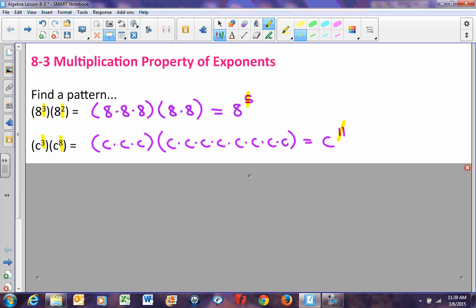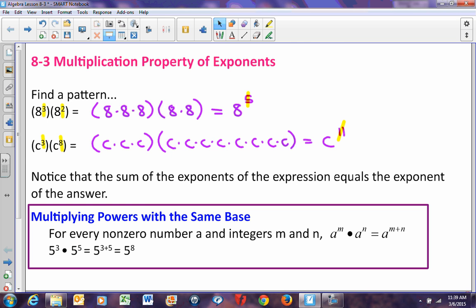So this leads us to what we call the multiplication property of exponents, which means that the sum of the exponents of the expression equals the exponent of the answer. Put in mathematical terms, for every non-zero number a, and integers m and n, a to the m times a to the n is the same thing as saying a to the m plus n. In other words, if I'm going to multiply numbers with the same base, see they have the same base a, if I have a number taken to an exponent, the same base number taken to a different exponent, or the same exponent, I'm just going to add the exponents.